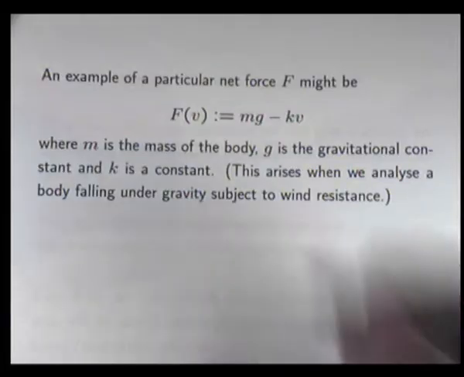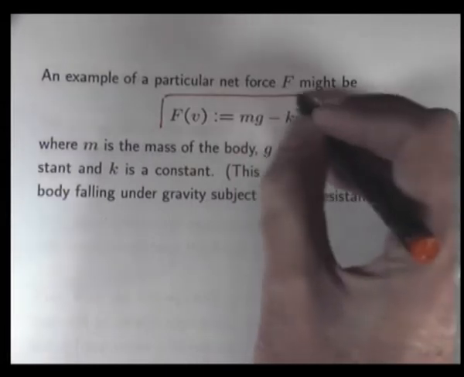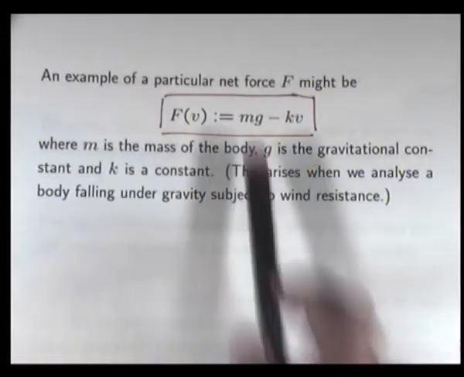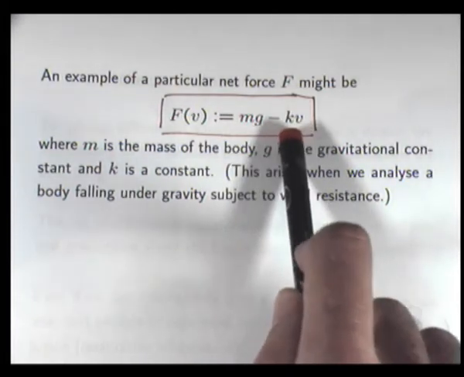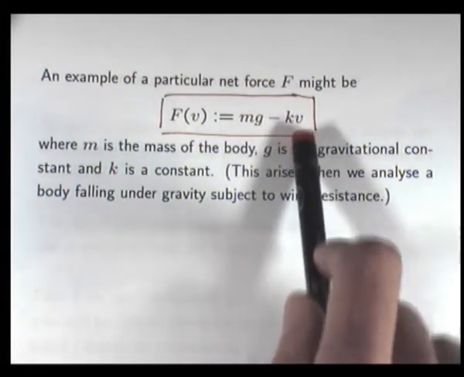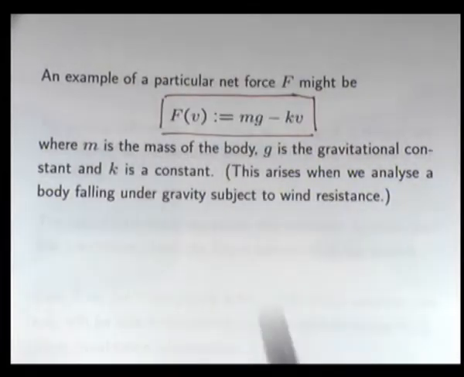Now, a particular net force might be something like the following. Here, m is the mass of the body, g is the gravitational constant, k is a constant, and v, of course, is the velocity. And this particular net force arises when we analyse a body falling under gravity that's subject to wind resistance that's proportional to its velocity. Okay?